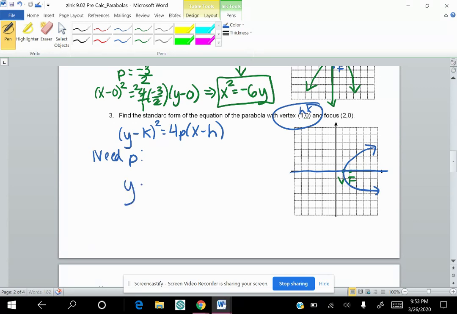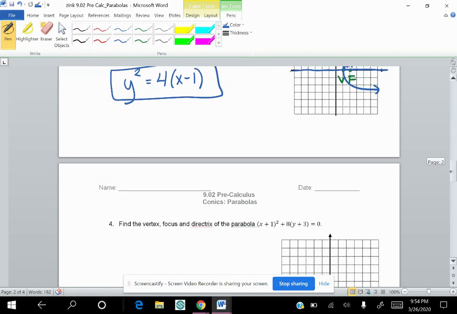Okay, so we've got y minus 0 is just going to be y squared. This time our p-value, our distance from the vertex to the focus, we're going to the right, so we're going to say p is a positive 1. 4 times 1 is 4, and then x minus 1. And that's your standard form.